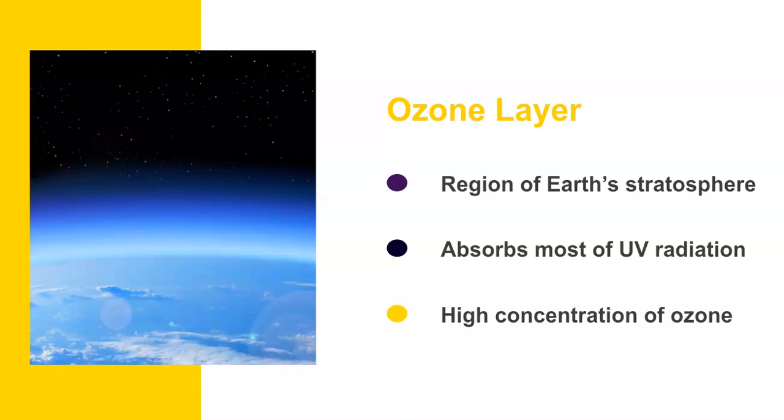The ozone layer, also sometimes called the ozone shield, is a region of Earth's stratosphere that absorbs most of the sun's ultraviolet radiation. It contains high concentrations of ozone in relation to other parts of the atmosphere.